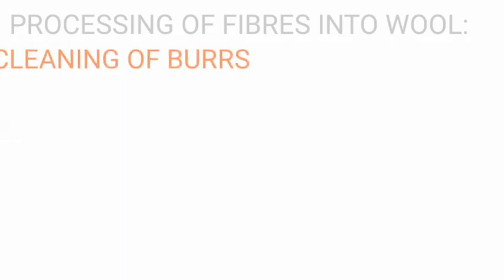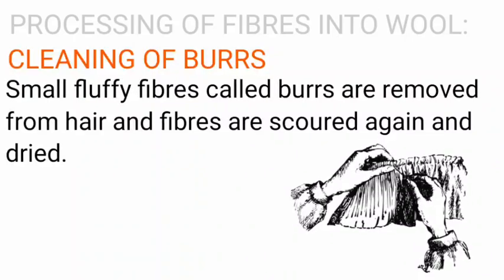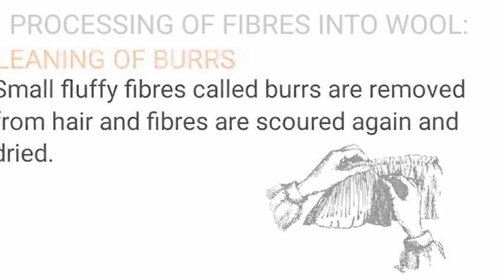The next step is cleaning of burrs. Small fluffy fibers called burrs are removed from the hair and the fibers are scoured again and dried. You all must have seen on your dress some small fiber-like things coming out. Those fiber-like things are called burrs. So these are removed in this process.